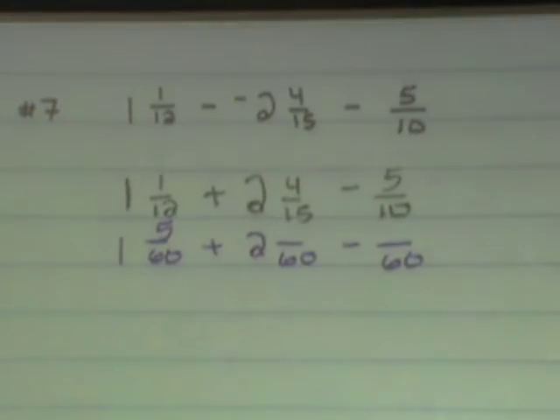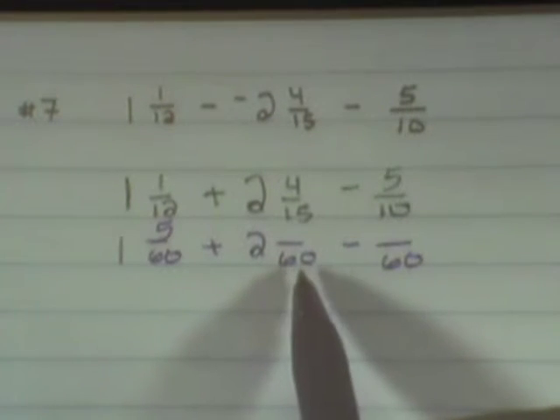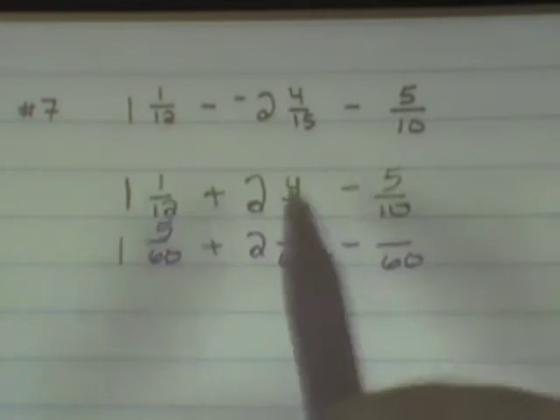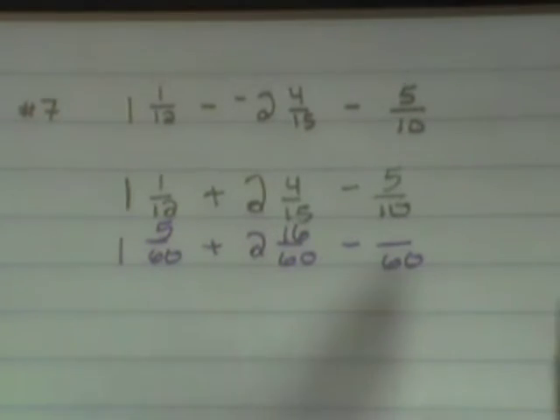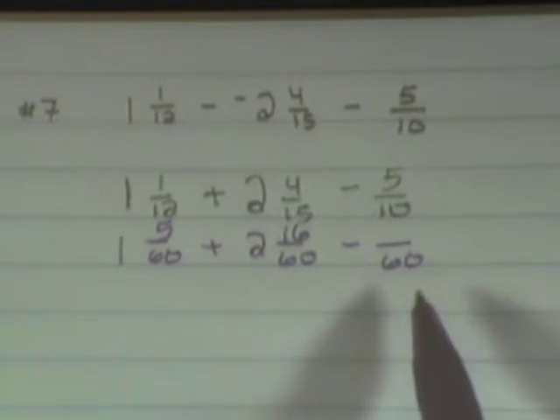5 times 1 is 5. So I transform that numerator. 15 goes into 60 4 times. 4 times 4 is 16. And last, 10 goes into 60 6 times. 6 times 5 is 30.